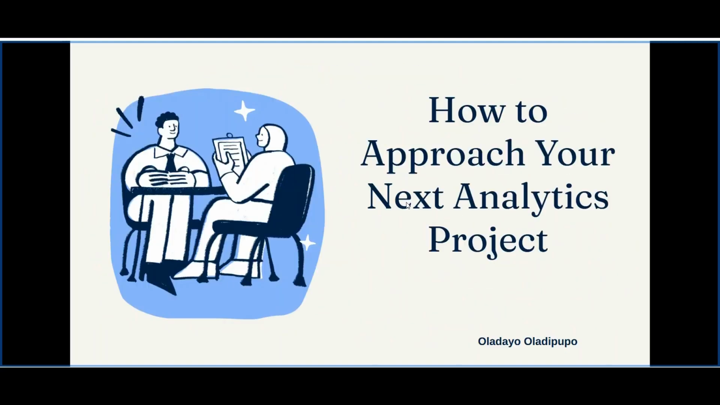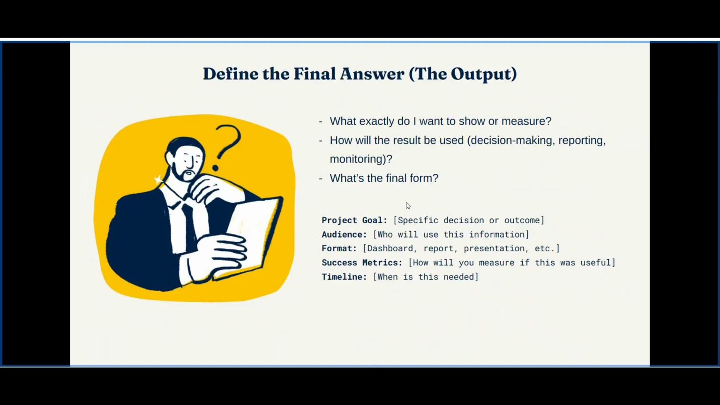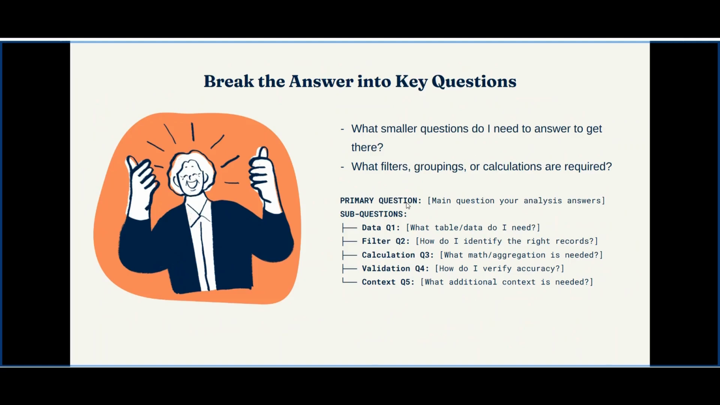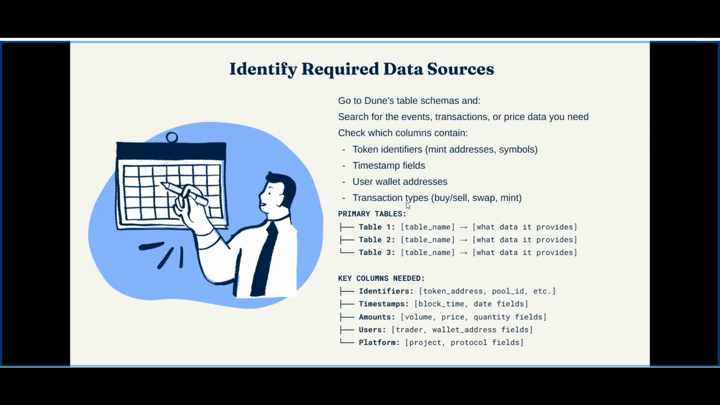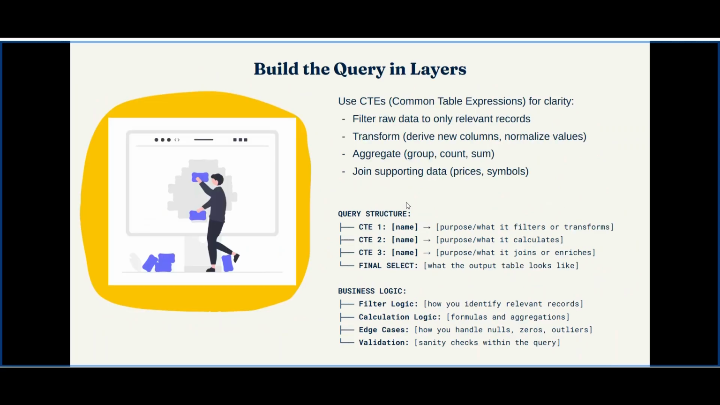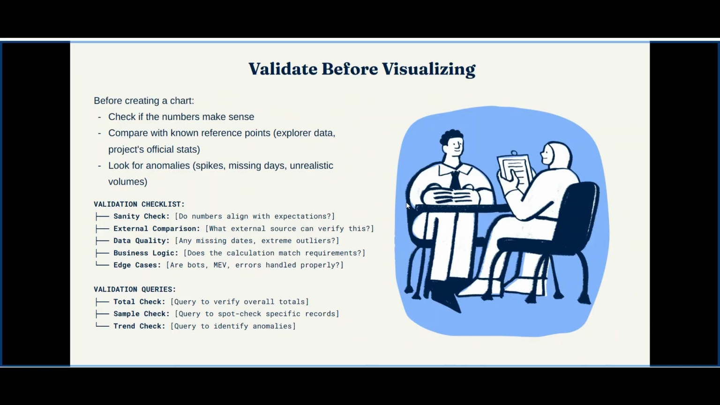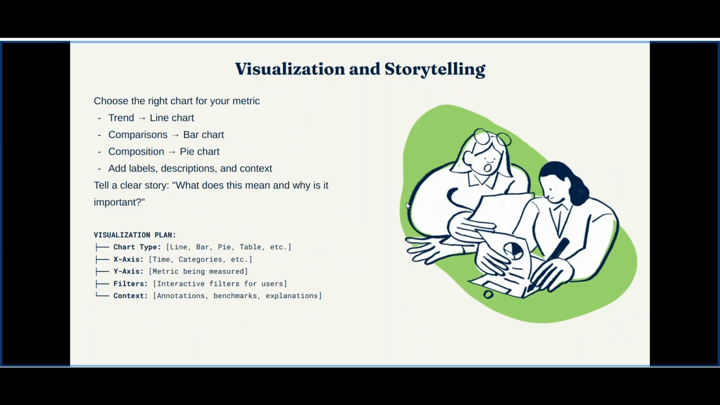So how to approach your project next time. First thing is to define the final answer, which is the output. Second thing is to break the answer into key questions. Third thing is to identify the required data sources. The fourth is to build the query in layers. The fifth is to validate before visualization. And the last one is your visualization and storytelling.